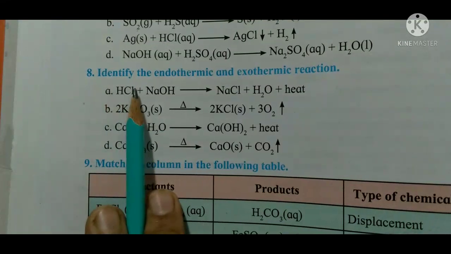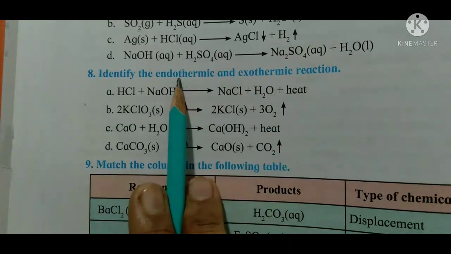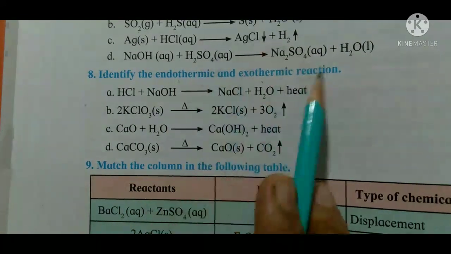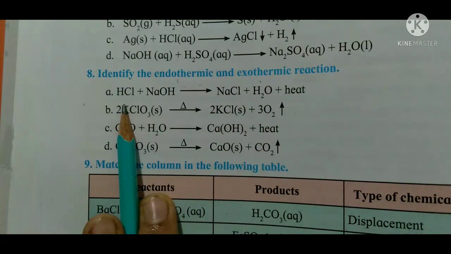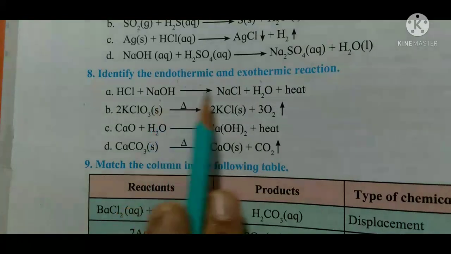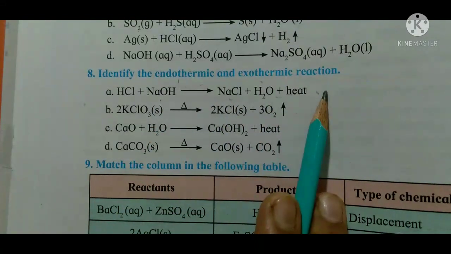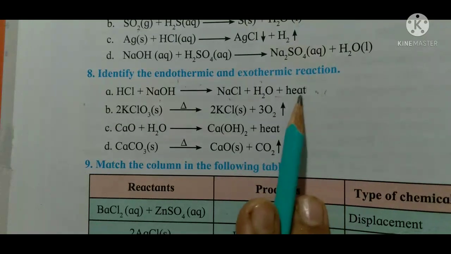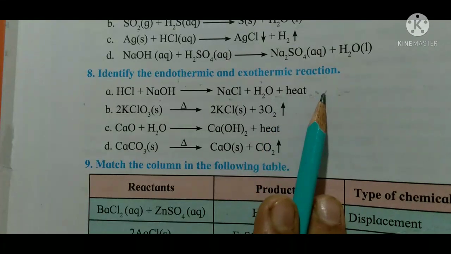Next question is given, identify the endothermic and exothermic reaction. Endothermic means what? Heat is absorbed. Exothermic means what? Heat is given. So now it is very easy to solve. See first what is given, HCl plus NaOH. You got NaCl plus H2O plus heat. Heat is given. So if heat is given, what is this? This reaction is exothermic reaction. Heat is given. So exothermic reaction.